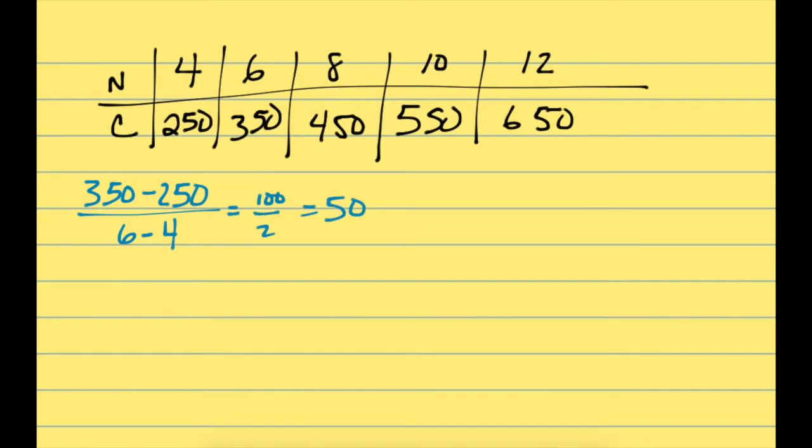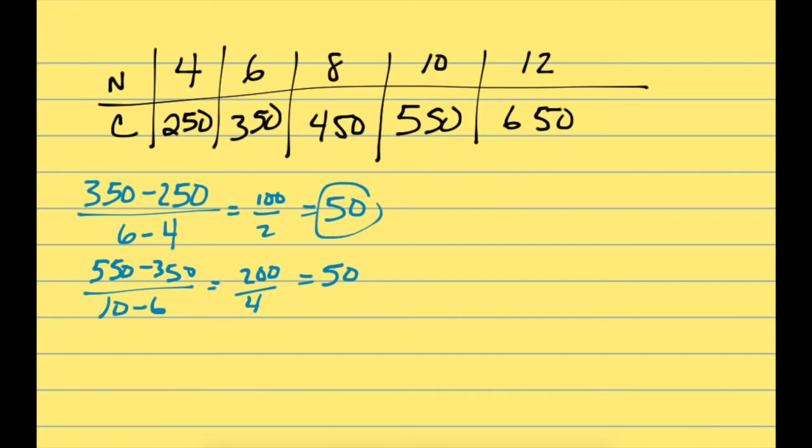And let's check from 6 to 10. So 550 minus 350, our change in output, over 10 minus 6, which is 200 over 4, which is 50. And when we keep checking these, we'll find that our rate of change is always 50, which is helpful because not only does it prove we have a linear function, but it gives us our slope.